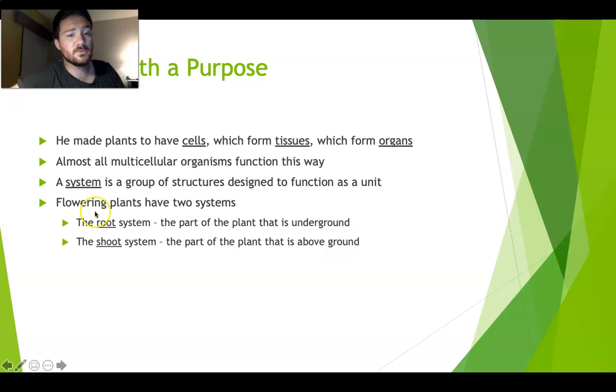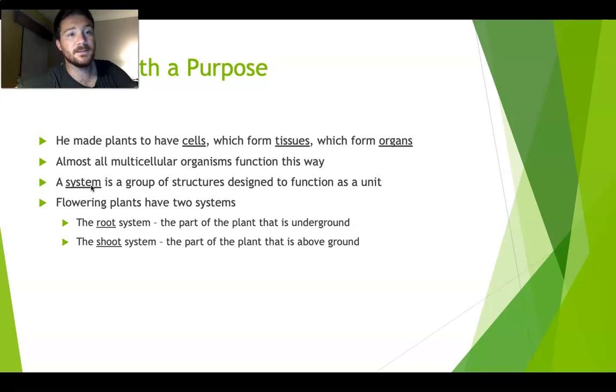Plants have systems, group of structures designed to function as a unit. Your heart is a part of the circulatory system, which circulates blood throughout your body to give you the proper amount of oxygen that your cells need. Plants do not have 11 systems like we do, like the cardiovascular system, the integumentary system. They only have 2, and that is the root system and the shoot system, the part below ground and the part above ground. And obviously they have some very different purposes.